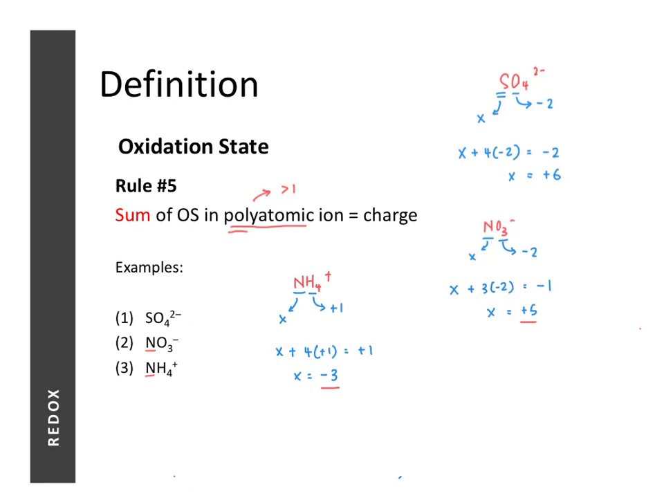Next, before we go on to look at real examples, I just want to point out again the definition of oxidation state. As mentioned, it is a number that tells us how oxidized or how reduced an atom is. So when an atom has a positive oxidation state, it means that it is in an oxidized state. When an atom has a negative oxidation state, it means that it is in a reduced state. The larger the number, the more oxidized or reduced the atom is.